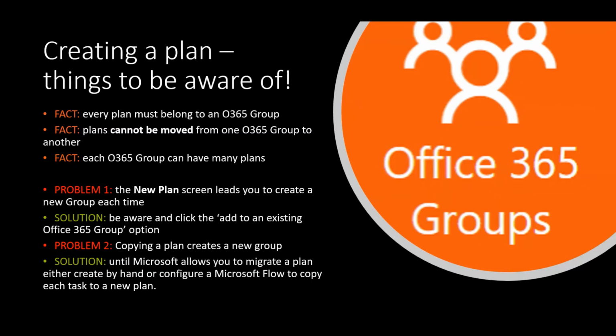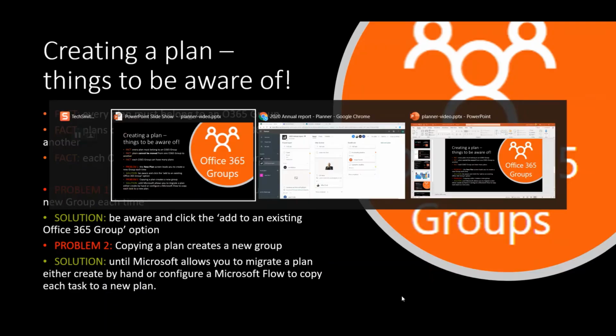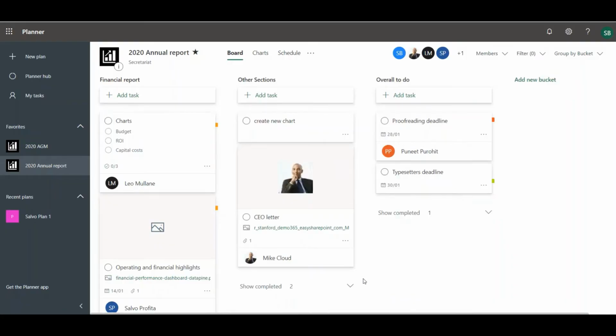So until Microsoft allows you to migrate a plan from one group to another, you either need to create new plans by hand and configure them there, or to create a Microsoft Flow using Power Automate to copy each task from one plan into a new plan. And I'm just going to show you those options on the screen.